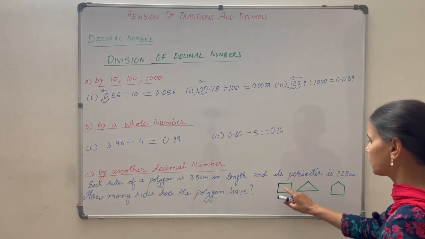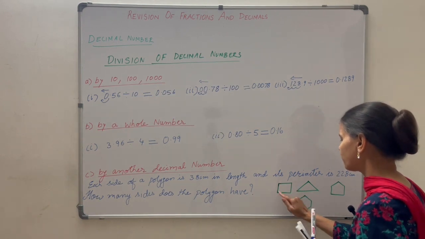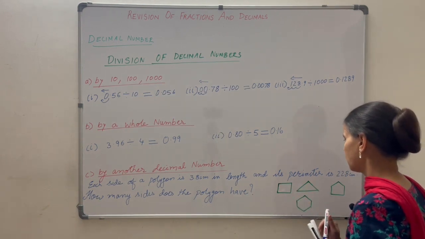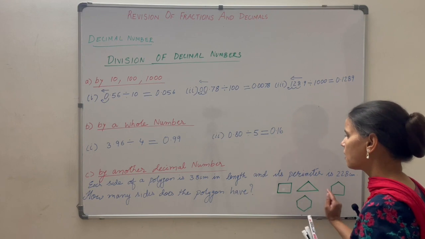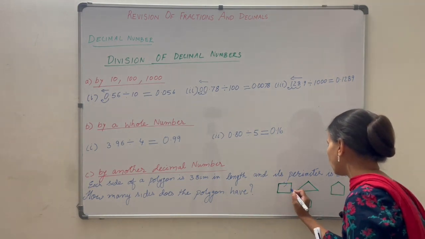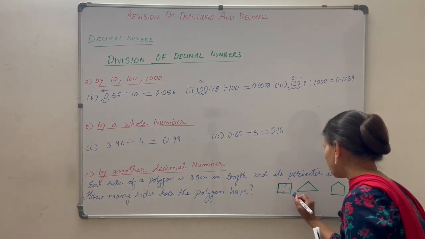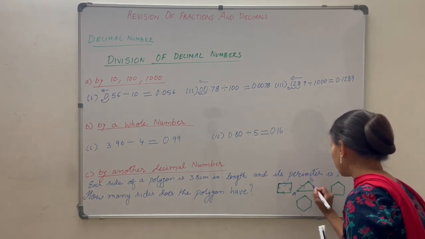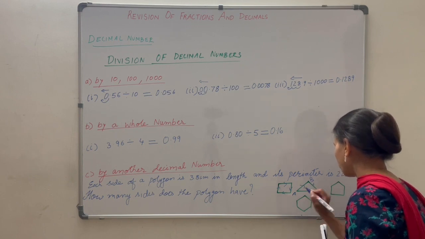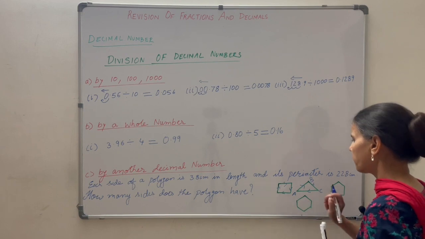A polygon is a simple closed curve made up entirely of line segments. So all these are polygons. And what is a perimeter? You have to just go on the boundary once. If you start from here, you go to B, from B you go to C, from C you come back to A. So you have to just run on the boundary once, that is called the perimeter.